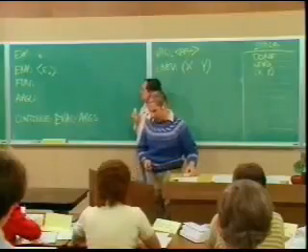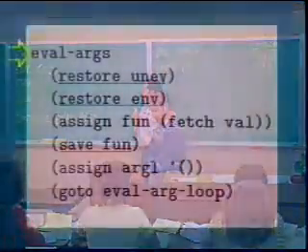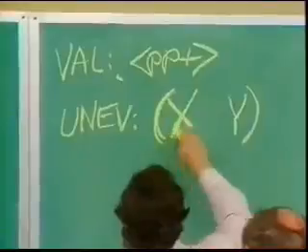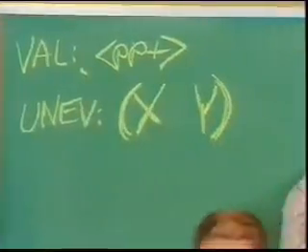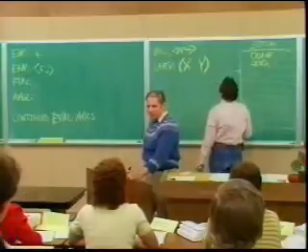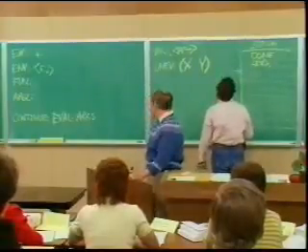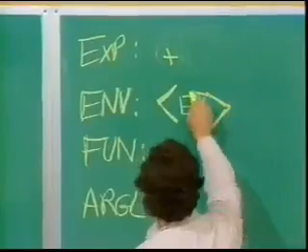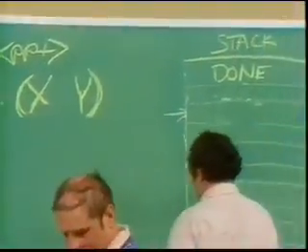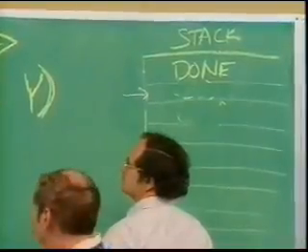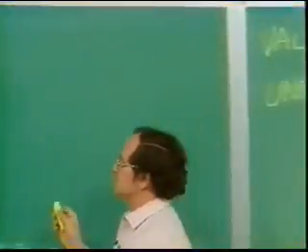So we come back here at eval args, and what do? We're going to restore the stuff that we saved. So we restore unev. And notice there it wasn't necessary, although in general it would be. It might be some arbitrary evaluation that happened. We restore env. Okay, we assign to fun fetch of val.